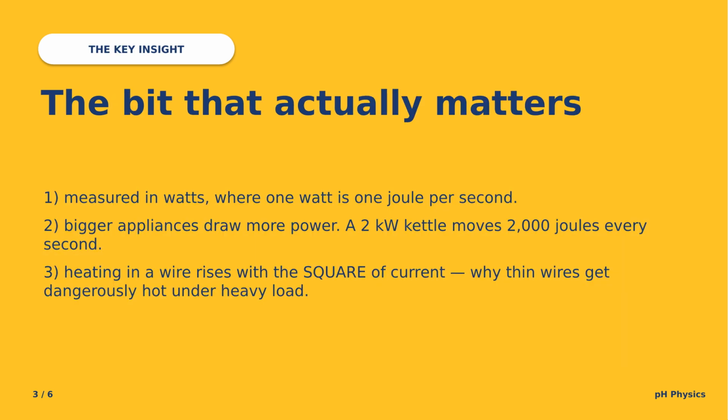Three things. 1. Measured in watts, where 1 watt is 1 joule per second. 2. Bigger appliances draw more power. A 2 kilowatt kettle moves 2000 joules every second. 3. Heating in a wire rises with the square of current. Why thin wires get dangerously hot under heavy load.